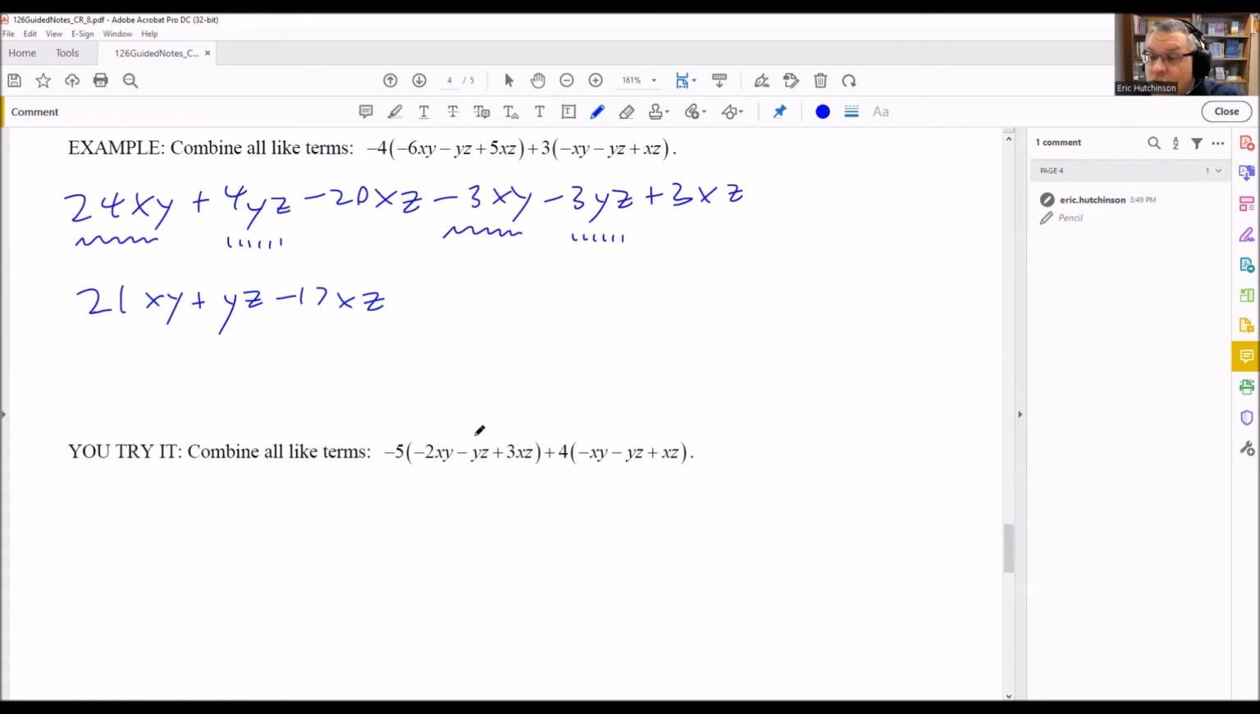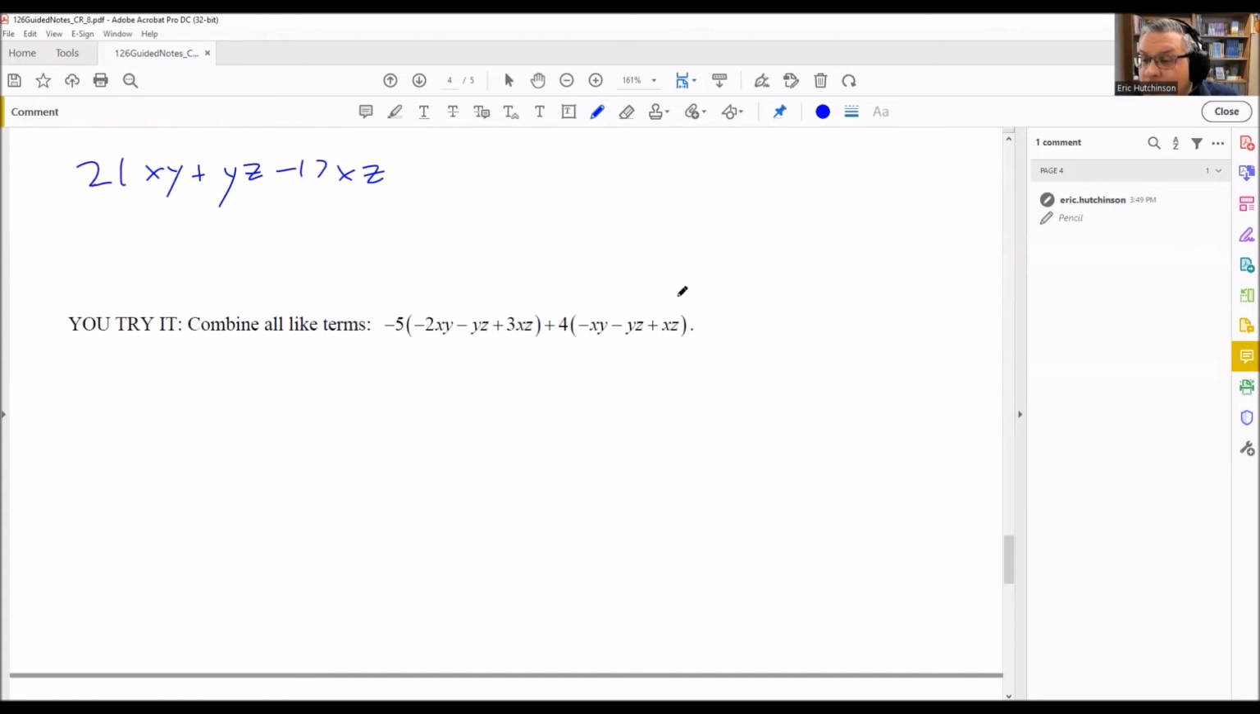Okay. The next one is a similar problem, and we're going to solve it kind of the same way. So we're going to multiply everything by -5, multiply everything by 4, and then we'll combine the like terms. So similar steps to what we just did. -5 times everything here. It's going to be plus 10, -5 and -2 is a positive 10 xy. -5 and -yz is a +5 yz. And then you have a -5 and a +3. It's -15. And that's going to be xz there.